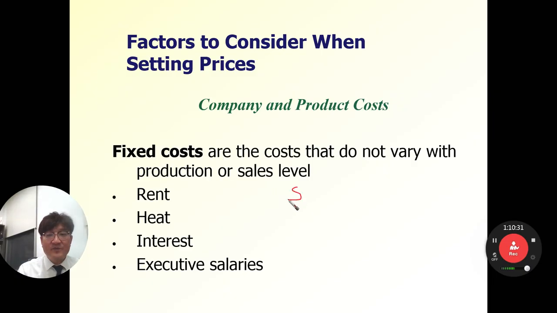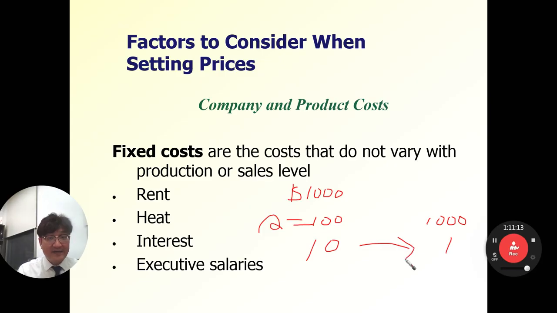Again, say we pay $1,000. I have to do this one again. Suppose there are two cases where we make 100 units and 1,000 units. So what's going to be the fixed cost per unit? In this case, it's going to be $10, right? And here it's going to be $1. If you make more units, fixed cost per unit decreases, right?